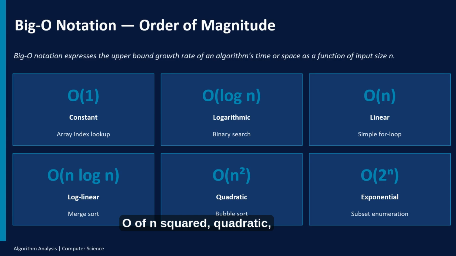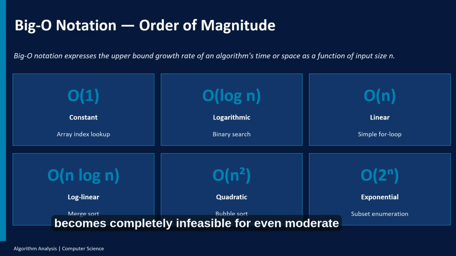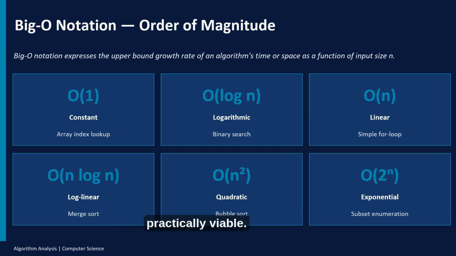O(n squared), quadratic, like bubble sort, grows dramatically as input grows. And O(2 to the n), exponential, like brute force subset enumeration, becomes completely infeasible for even moderate input sizes. Choosing the right complexity class is not a theoretical exercise. It determines whether your solution is practically viable.